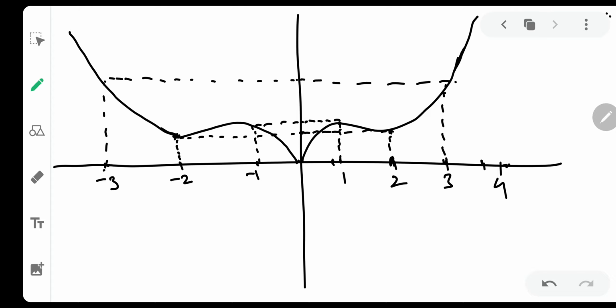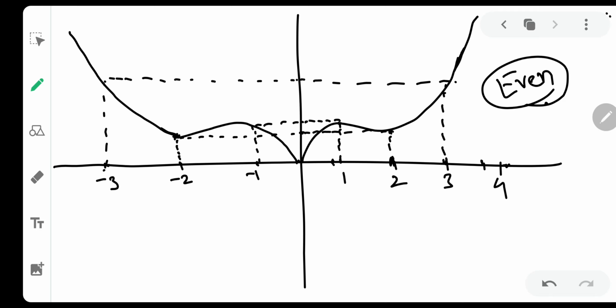Now you can see whatever the graph is there on the right hand side is the same graph on the left hand side. So these are called even functions. The graph to the right of y-axis will be same to the left of y-axis. In short, it is called that the graph of the function is symmetrical about y-axis.